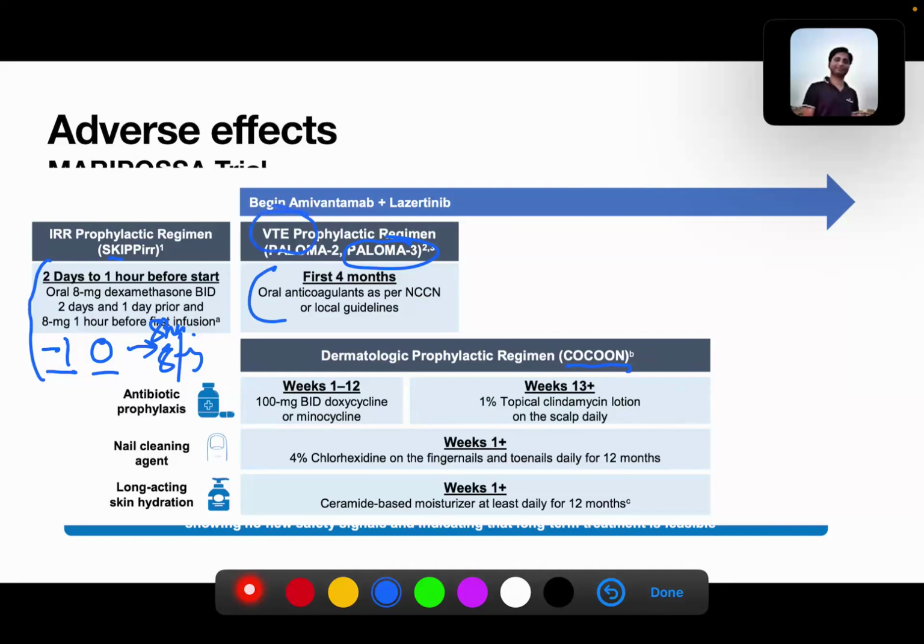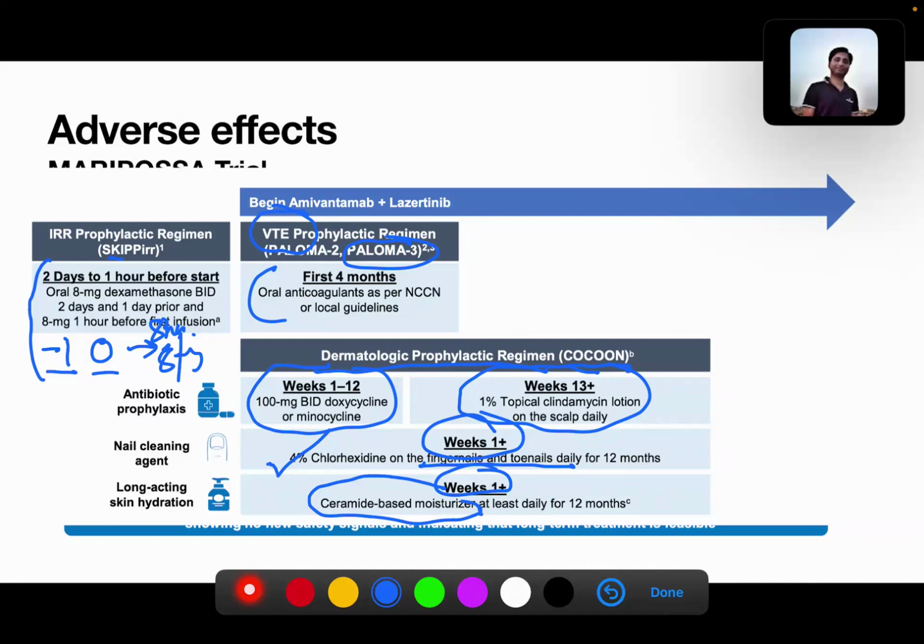Right? Prophylactic oral anticoagulants. Then, to decrease the dermatological toxicity, such as rash, paronychia, etc., for weeks 1 to 12, we can give prophylactic doxycycline upfront, 100 mg BD. And from week 13 onwards, you can apply topical clindamycin lotion on the scalp, right? And of course, chlorhexidine for the fingernails and toenails from week 1 onwards. And from week 1 onwards, you can apply a ceramide-based moisturizer. So this is all based on the COCOON trial to decrease the skin toxicity and the nail toxicity.